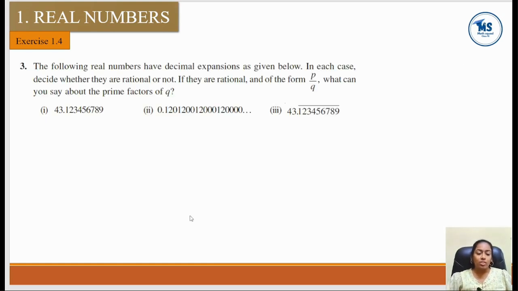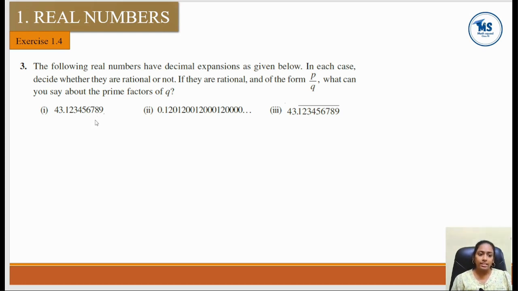Next question. The following real numbers have decimal expansions as given below. In each case, decide whether they are rational or not. If they are rational and of the form p by q, what can you say about the prime factors of q? First they are asking whether the given numbers are rational or not. If they are rational, what would you say about the prime factorization of the denominator q?